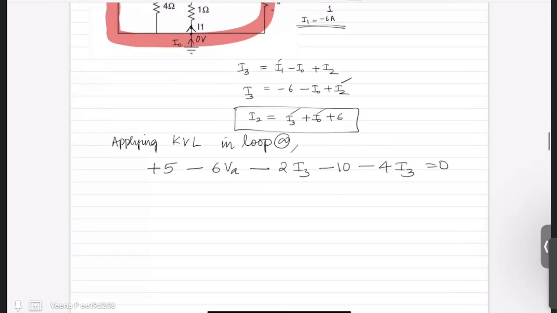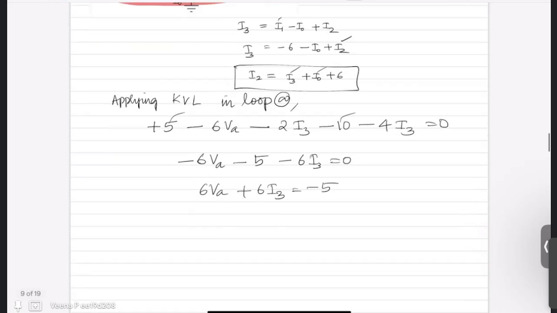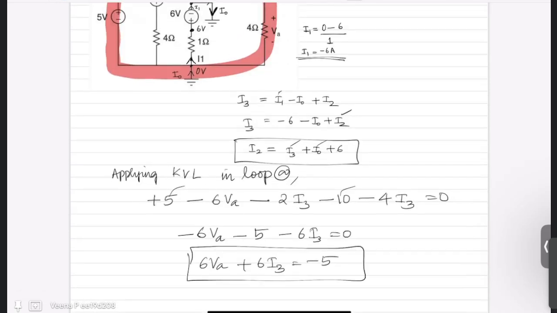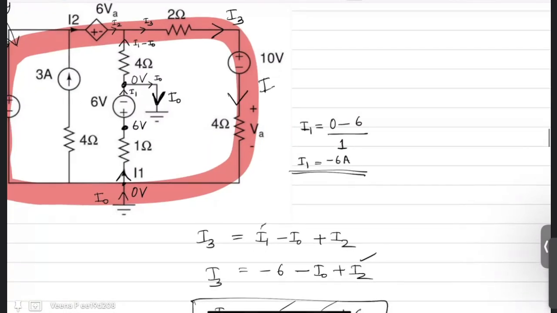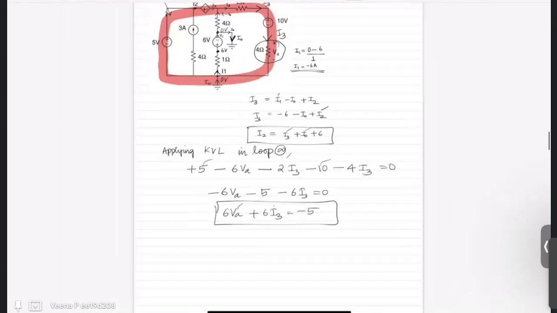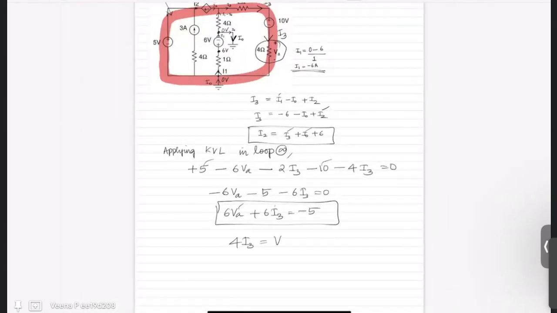Now this becomes 6 VA. So there is 5 minus 10. So this is minus 6 VA minus 5 minus 6 I3 is equal to 0, or 6 VA plus 6 I3 is equal to minus 5. Now this is another equation which you got. If you know VA, you can find I3. Now, what is the relation between VA and I3? I3 is the current through this branch and VA is the drop in the 4 ohms. That means 4 times I3 is equal to VA.